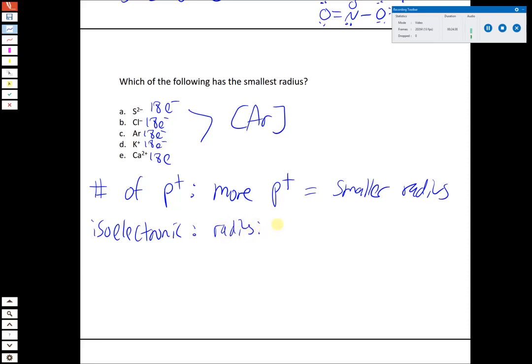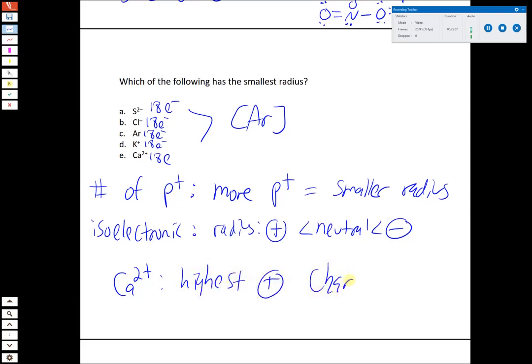In terms of radius, the positive charge is going to be the smallest, neutral in the middle, and negative charge largest. This is because you have more protons if you have a positive charge and fewer protons if you have a negative charge, when dealing with species that all have the same electrons. So these are all isoelectronic. All we have to rate them by is their charge. The one that has the highest positive charge is calcium, and so that one would be smallest.